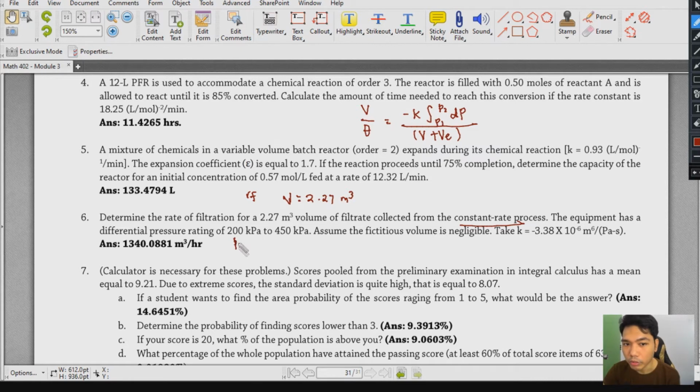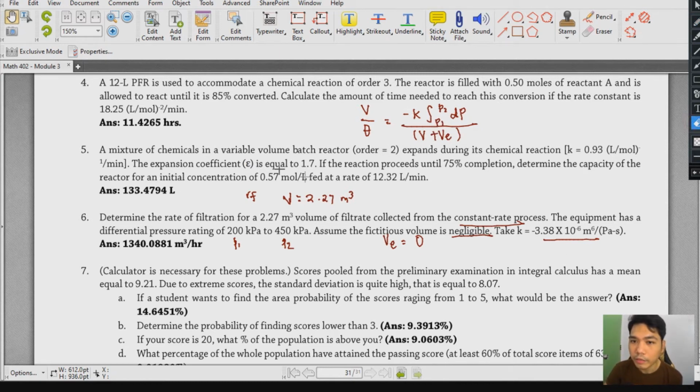That's your P1 to P2. And we have to assume that the fictitious volume is 0. So this V sub E would be equal to 0 kasi negligible siya. And then we take K is equal to negative 3.38 times 10 to the negative 6, meter to the 6th, and then per Pascal second. Okay, so ganito yung unit nung K natin usually kasi medyo marami tayong variables na i-incorporate.